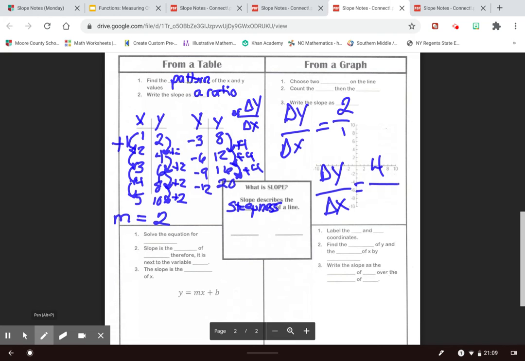Now let's look at my change in x, because I have -3, -6, -9, -12. So those are changing by a -3 each time. That is their pattern. -3, -6, -9, -12. So that would mean that my slope of this particular line is going to be a -4/3. So in that second example, m is going to equal -4/3.